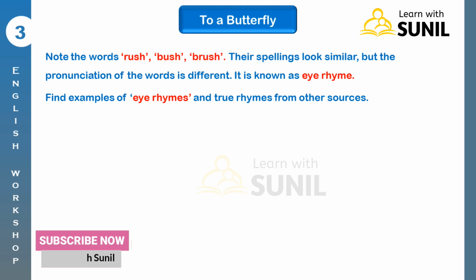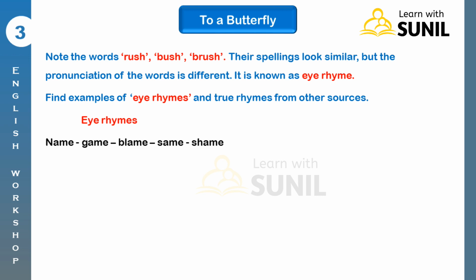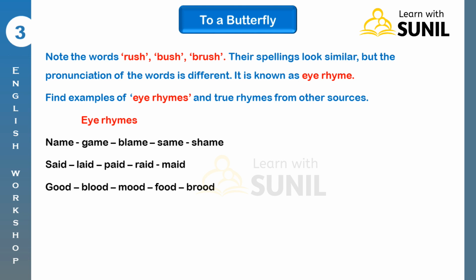Find examples of eye rhymes and true rhymes from other sources. Eye rhymes: name, game, blame, same, shame, said, laid, paid, read, made, good, blood, mood, food, brood. Tough, cough, plow. Height, weight.